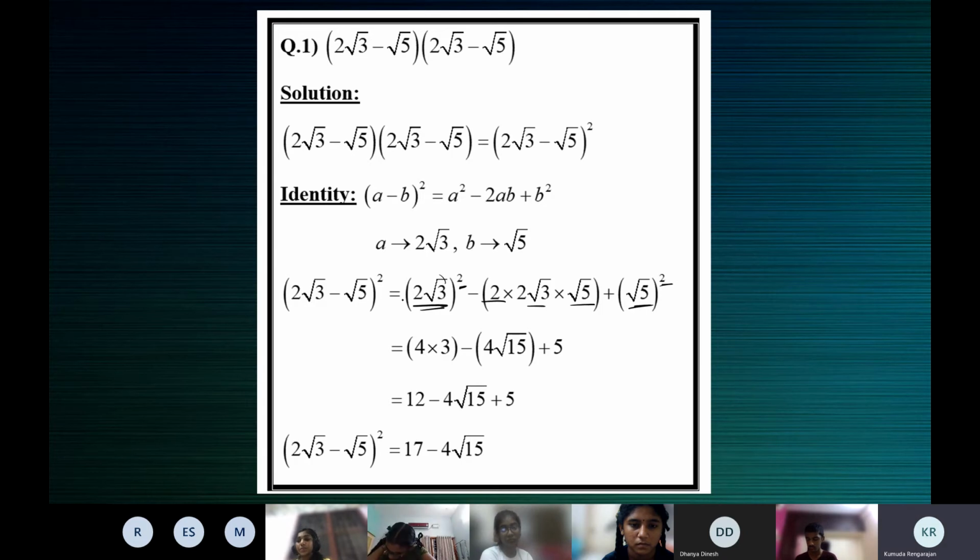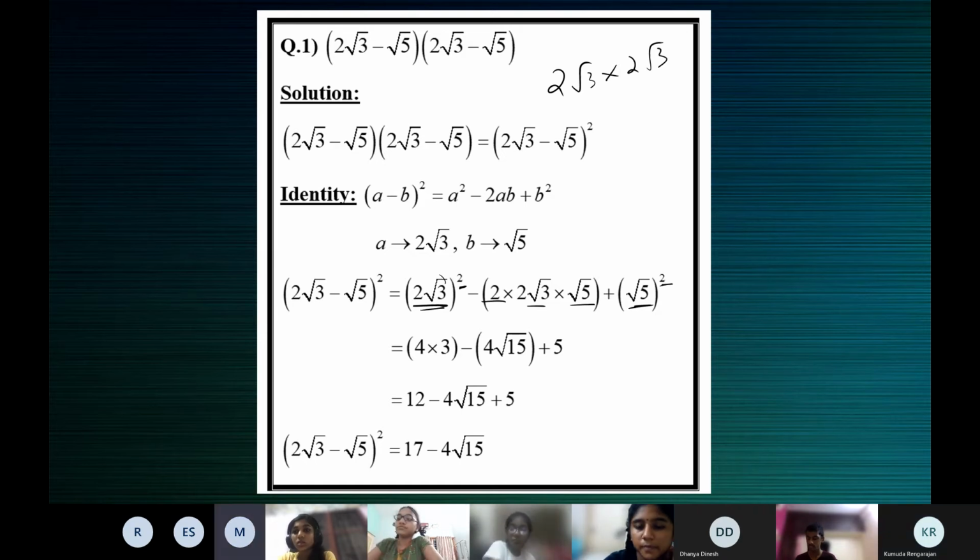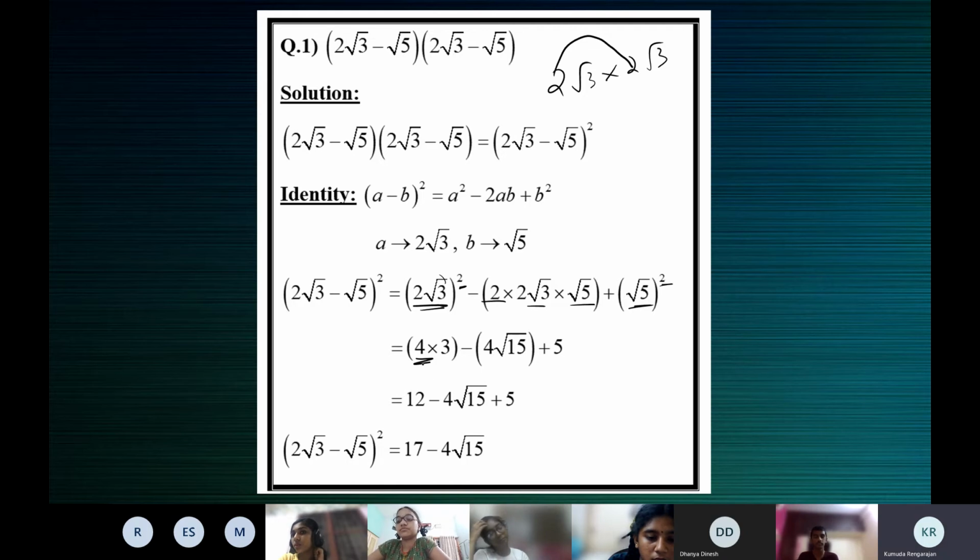Now, what is 2 root 3 the whole square? 2 root 3 the whole square means 2 root 3 into 2 root 3. Am I right? Yes, ma'am. Now you have learned how to find 2 root 3 into 2 root 3. What is 2 into 2? 4, ma'am. You can see that here, 4.